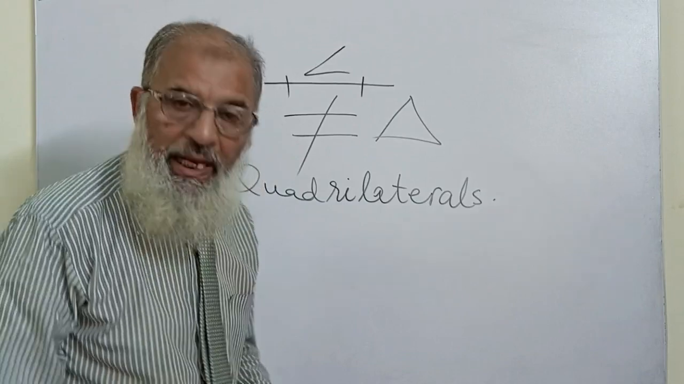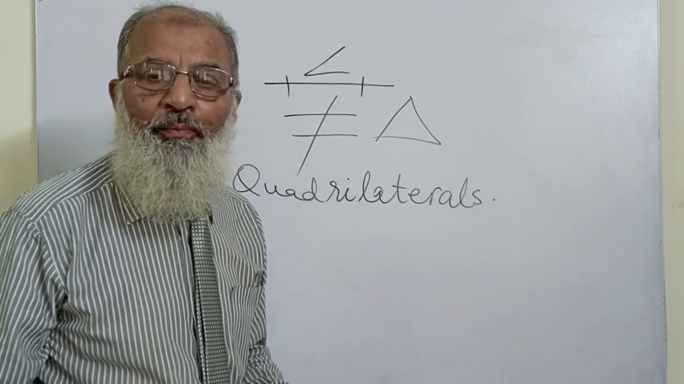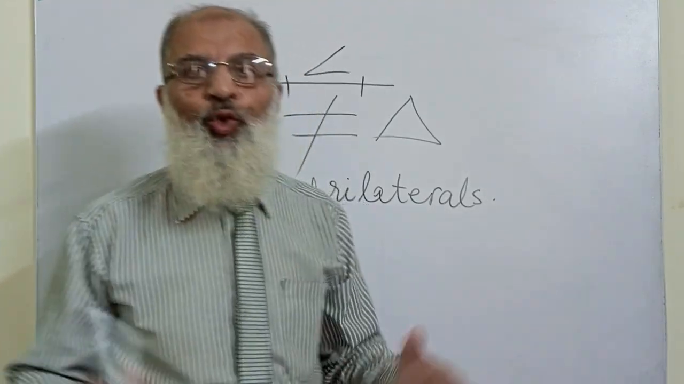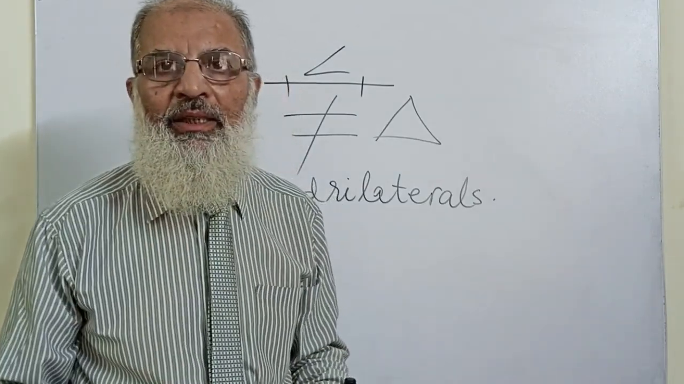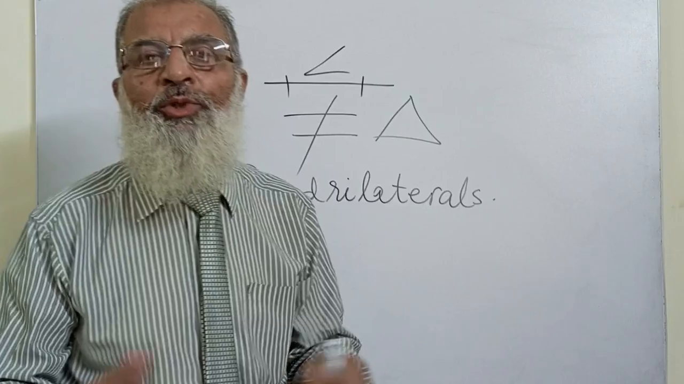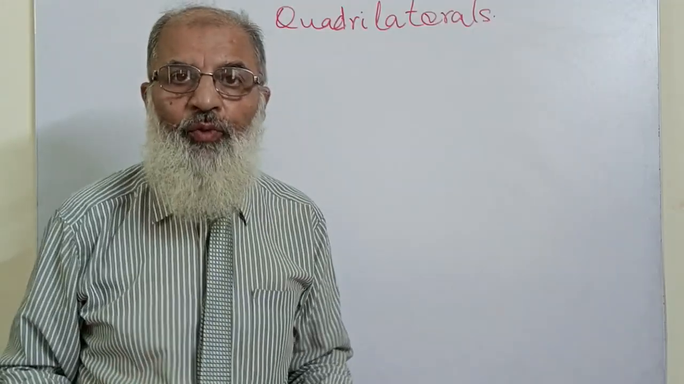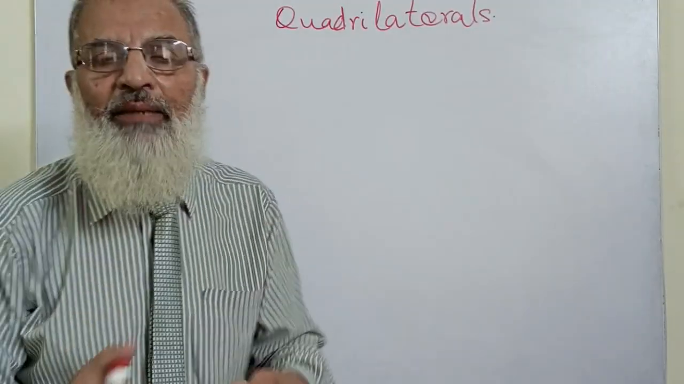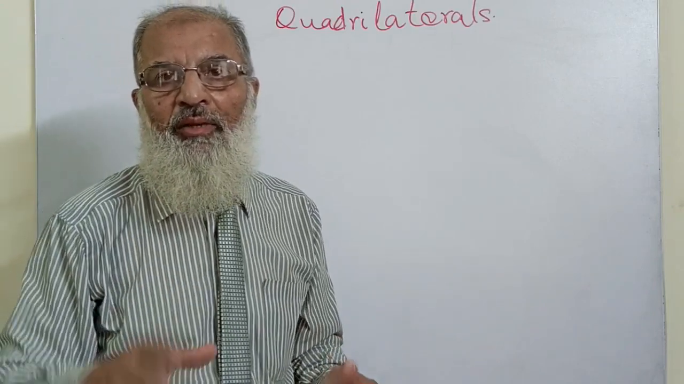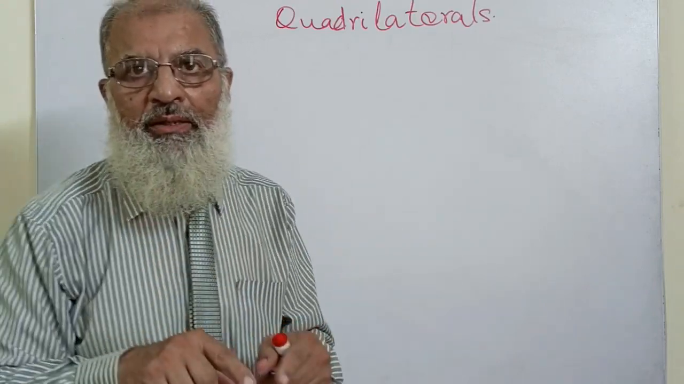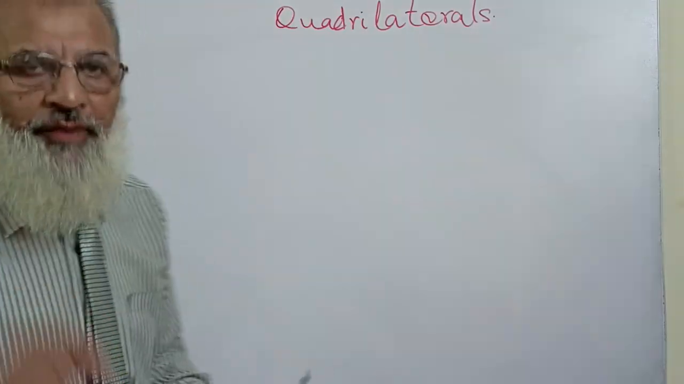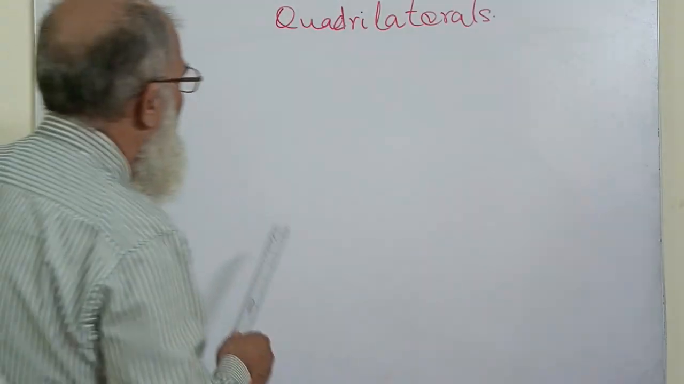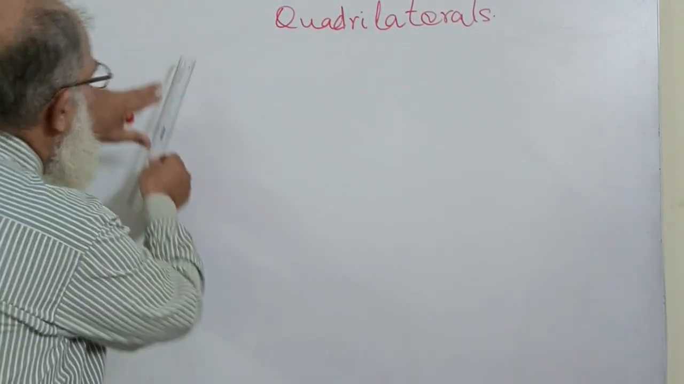Now it is recognized by its property, because there are so many quadrilaterals in use that we have categorized them with respect to their properties. First of all, I'll categorize them into types. These are classified with respect to their properties. The first one is parallelogram. Now parallelogram is like this.